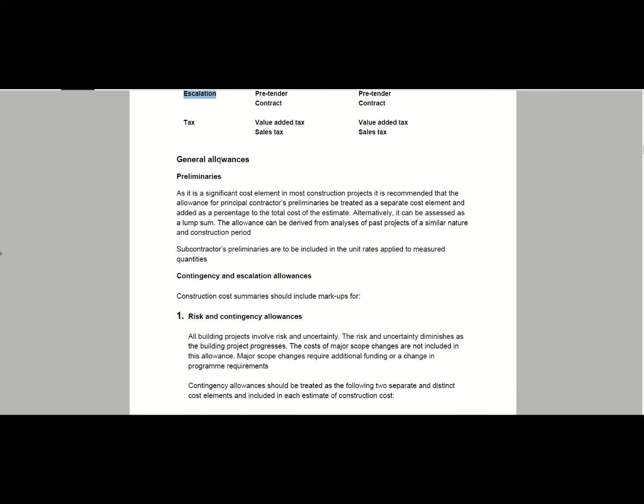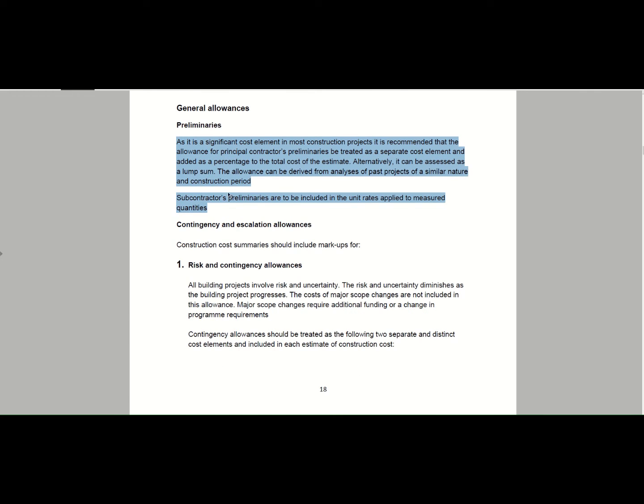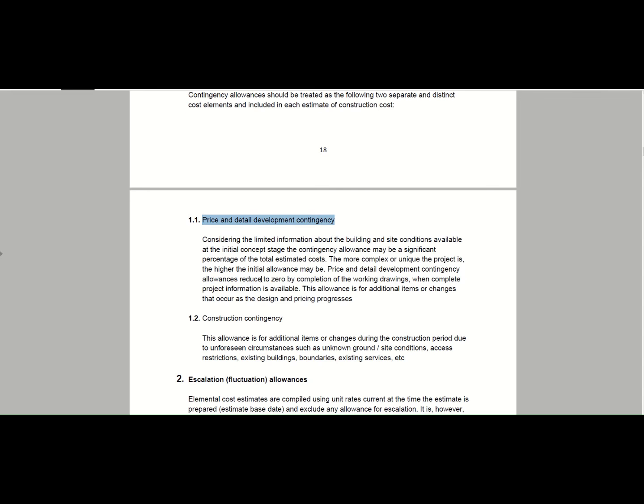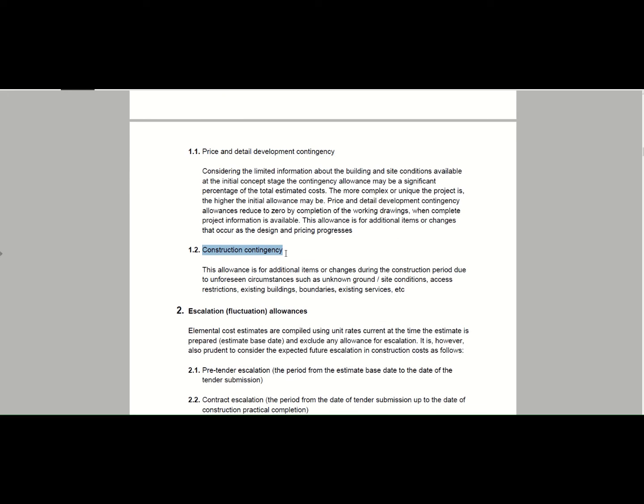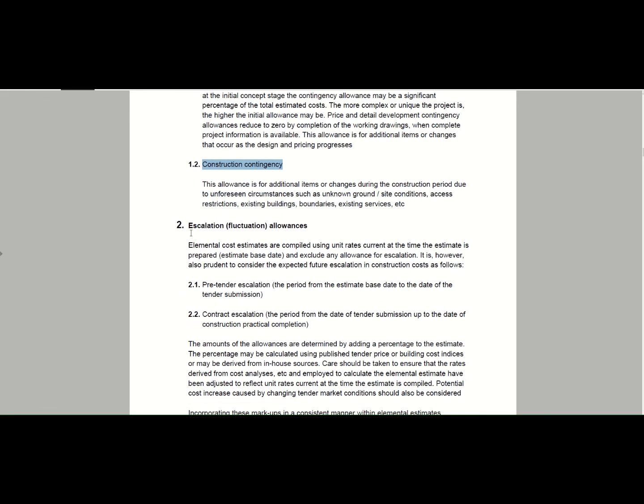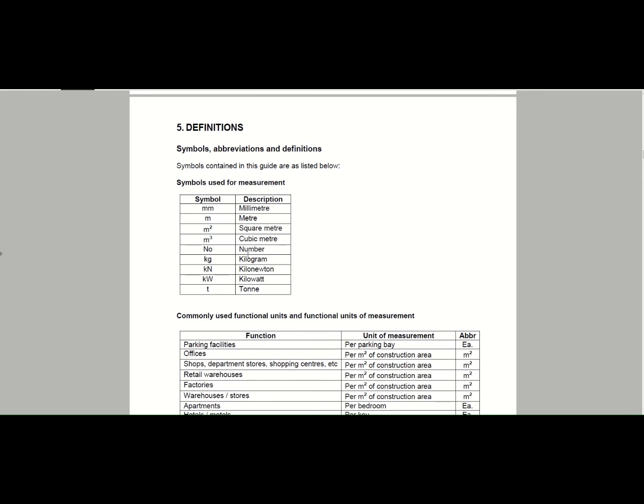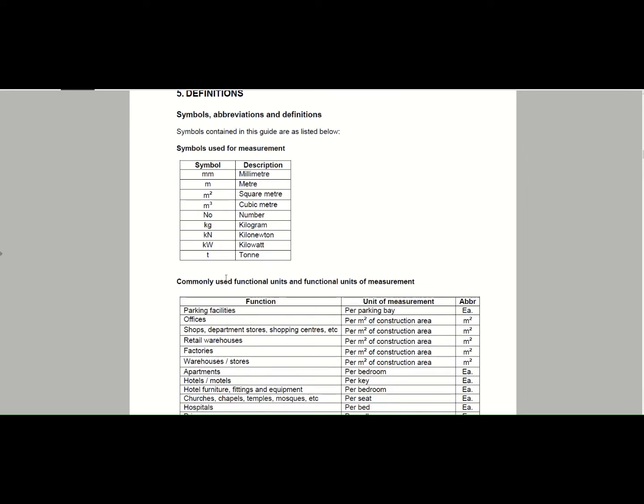Okay, so your general allowances, you can read through this. Here's some nice items that you can look at. Risk contingency allowances, price and detailed development of contingencies, construction contingencies, escalations, some explanations on how that works. Okay, then we've got our definitions. This is just the symbols and the different units that you might use during your measurement.